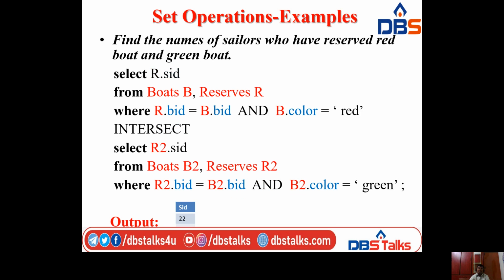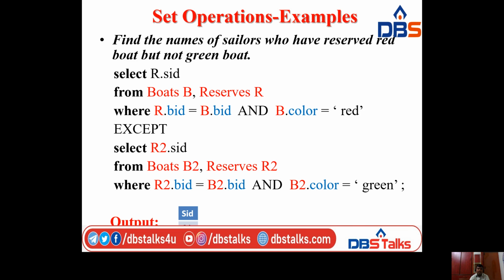Now coming to another example, find the names of sailors who have red and green boats. Here we are using and, which means this is the intersection of the first table as well as the second table. Here we are using the intersect operation. Intersect is the command used to display both red boats as well as green boats. Now this is the output for this one.